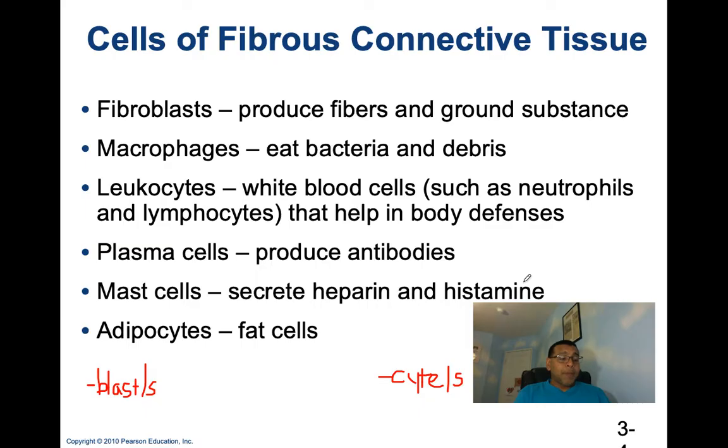And then last we have macrophages. Macrophages, another cell type, are going to be responsible for eating bacteria, or we can say scientifically, phagocytizing, engulfing you can think of. They phagocytize foreign material. So they eat bacteria and debris basically. These are our macrophages.